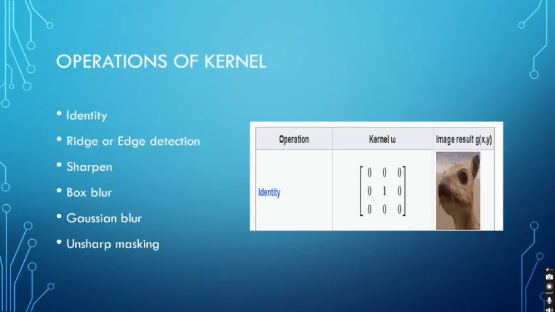Operations of kernel. Here are some of the operations of kernel, such as identity, ridge or edge detection, sharpen, box blur, Gaussian blur, and unsharp masking. Here is the image representation of the identity kernel with the matrix and its image representation.